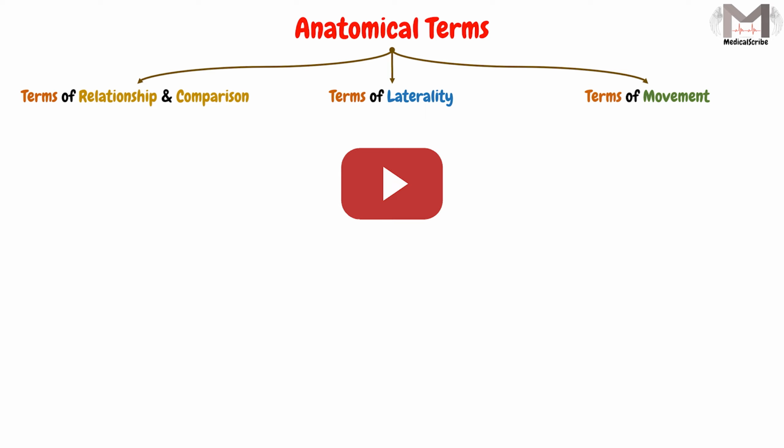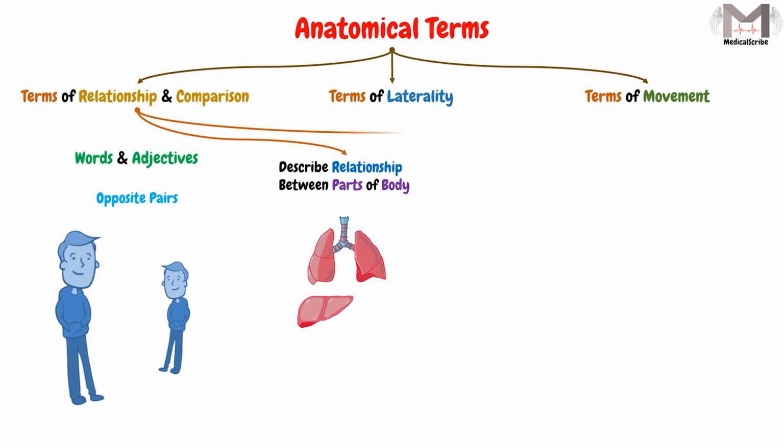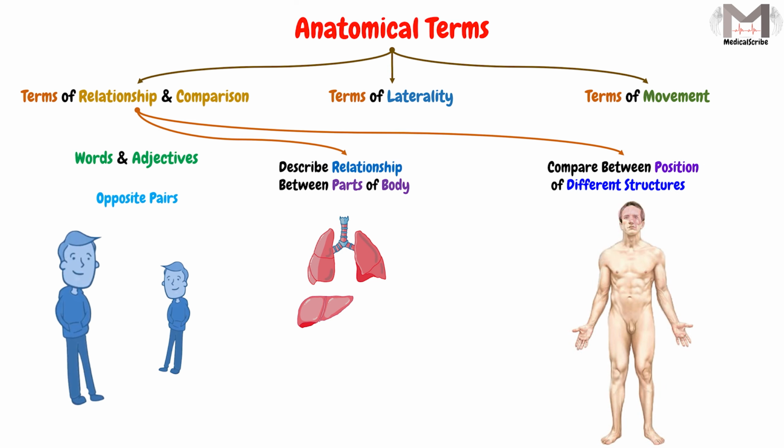So the first type we have is the terms of relationship and comparison. These terms are a group of words and adjectives that are arranged in an opposite pairs pattern that mean the word and its opposite. These terms are used to describe the relationship between the parts of the body or to compare the position of different structures relative to each other.